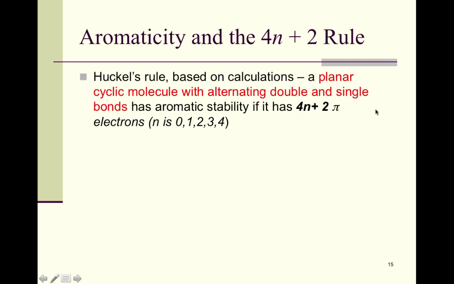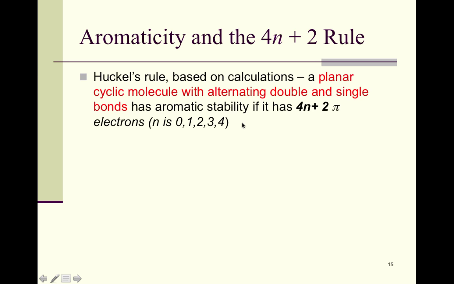Aromaticity and the 4n+2 rule. So we've already talked about benzene being aromatic. There's other compounds that are also aromatic, but we have a few things we have to look at before we can call them aromatic. First of all, we have Huckel's rule, and this is based on calculations. It's going to be stable if it follows the 4n+2 pi rule. Now, that's not the only thing we look at. The molecule itself must be planar, cyclic, and alternating double and single bonds.